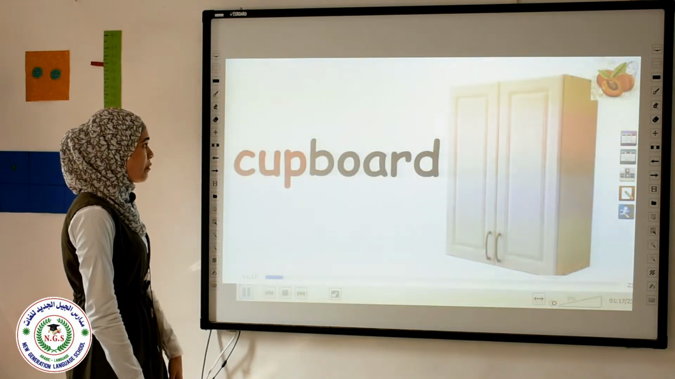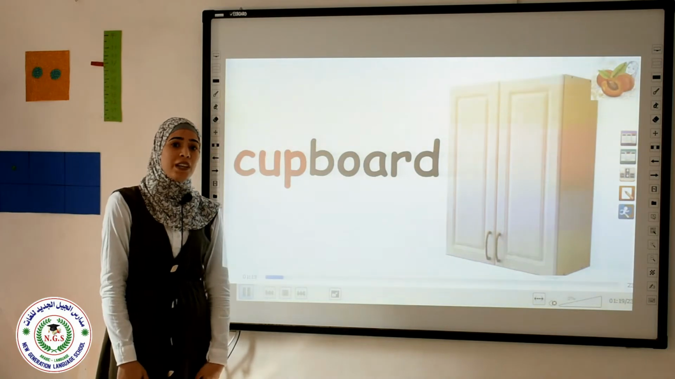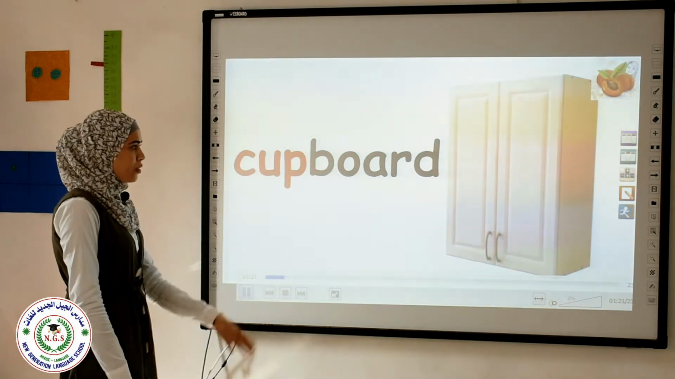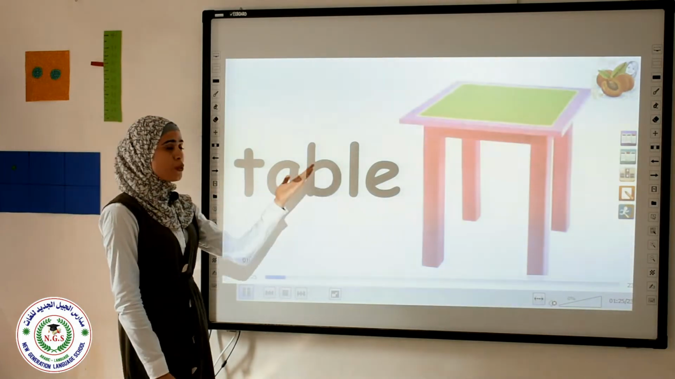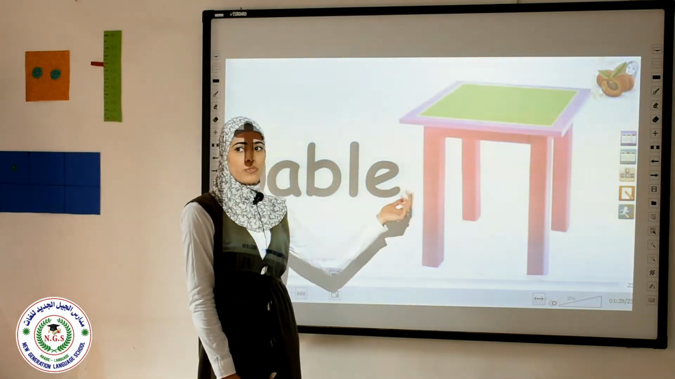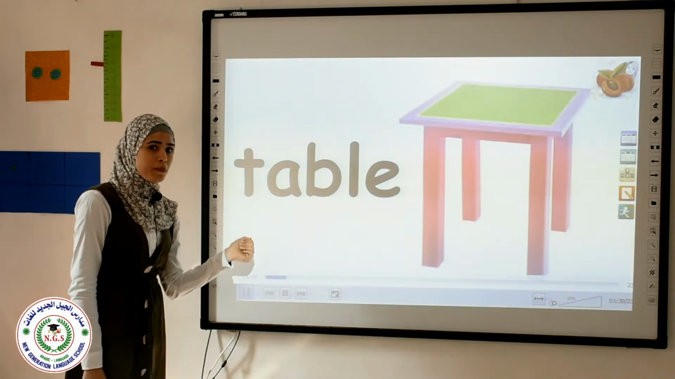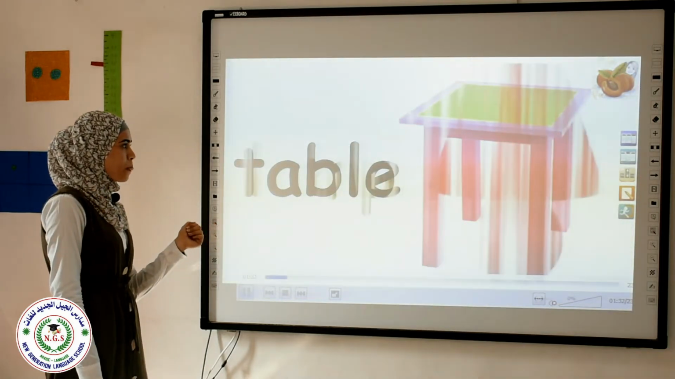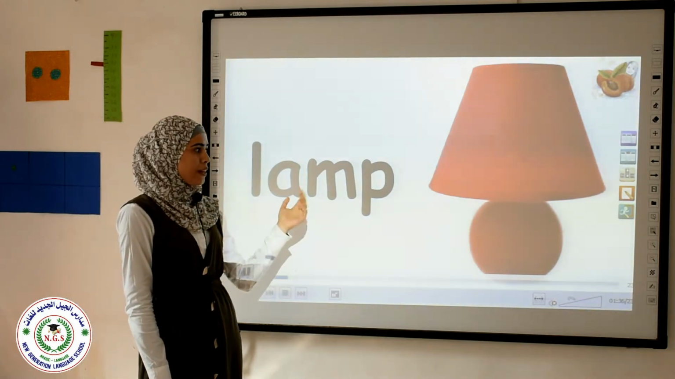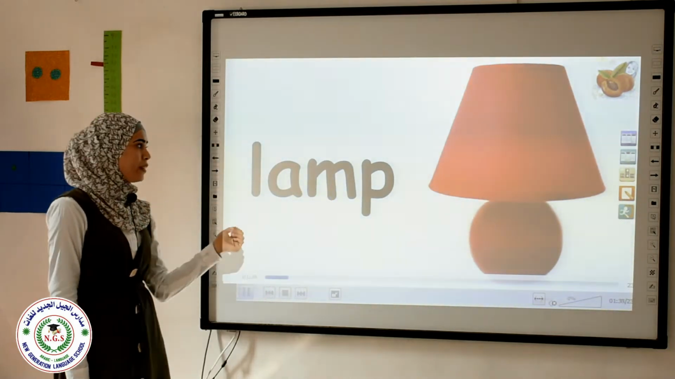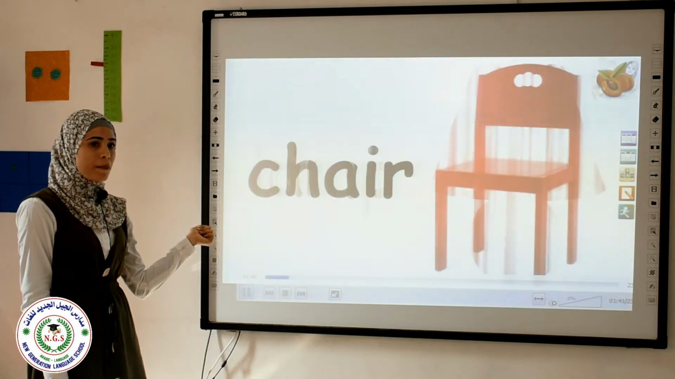Number 1, we have cupboard. Repeat after me, cupboard. You can see what's the meaning of cupboard. Number 2, we have table. You can see, of course, the table. Number 3, we have lamp. Can you see the lamp? Repeat after me, lamp.